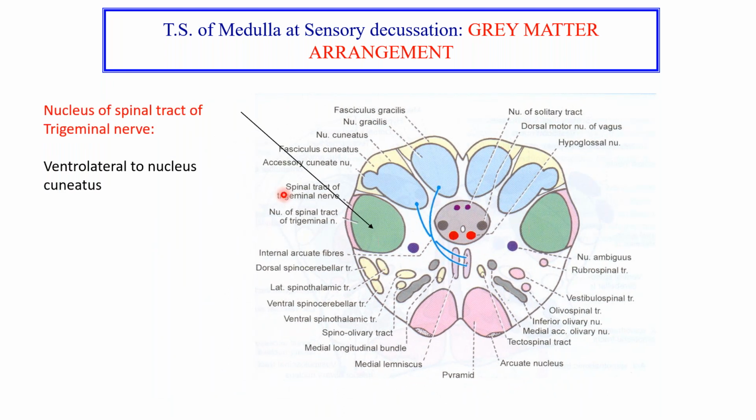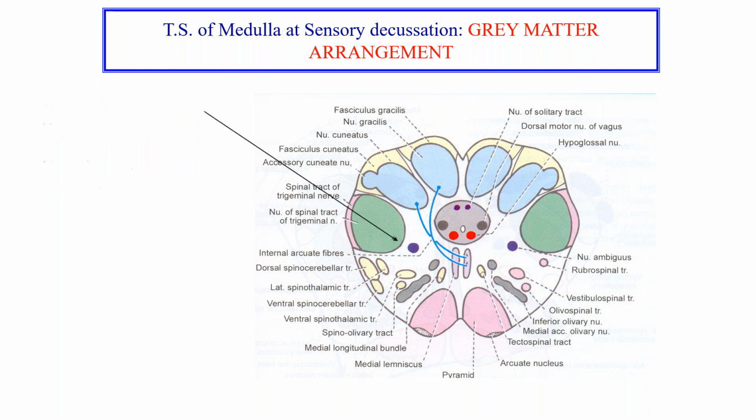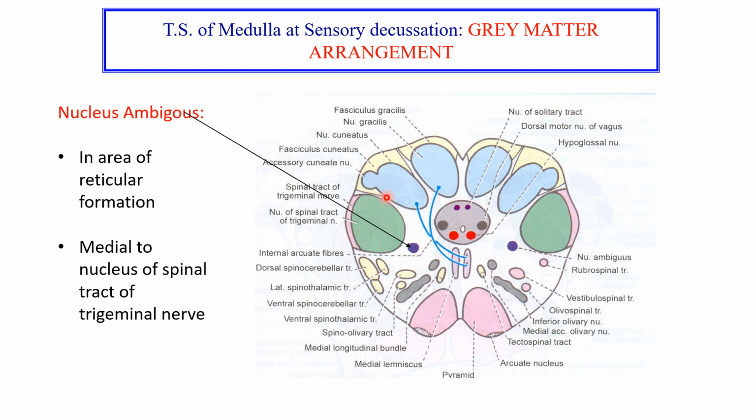Next is the nucleus of spinal tract of trigeminal nerve, and its tract, which is ventrolateral to the cuneate nucleus. Then the other thing that you have to draw additionally over here is the nucleus ambiguus, which is in the area of reticular formation. Remember, in the previous picture, we marked this area as the reticular formation. So in this area of reticular formation, you have the nucleus ambiguus, and this is medial to the nucleus of spinal tract of trigeminal. I'm telling you these relations again and again, because while drawing, you should be careful where to draw the nucleus ambiguus. It should be medial to the nucleus of spinal tract of trigeminal nerve.